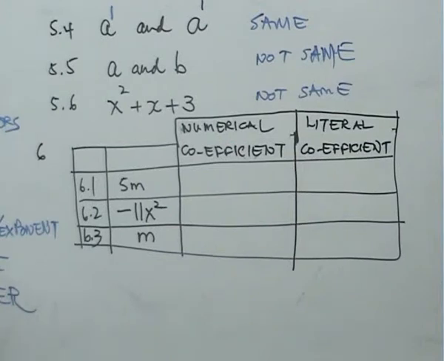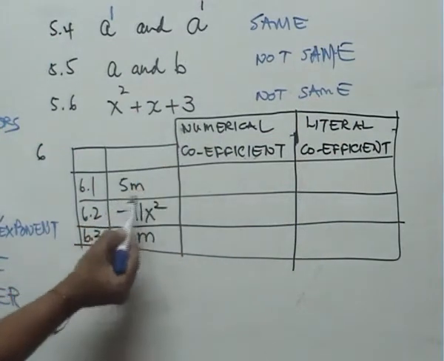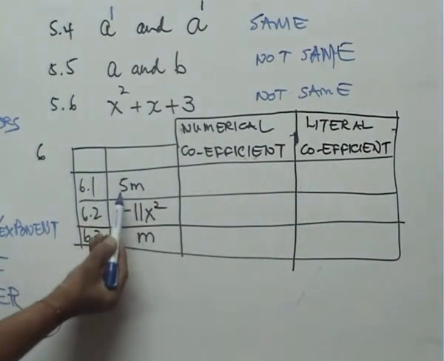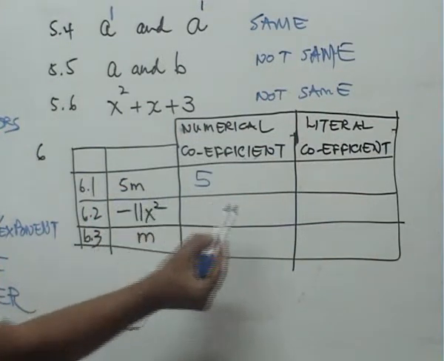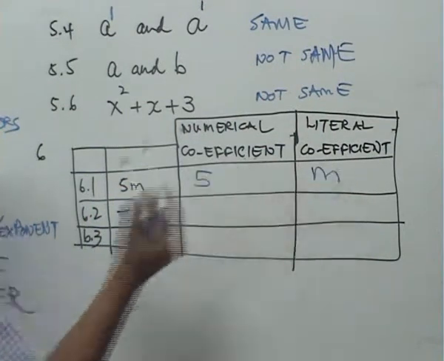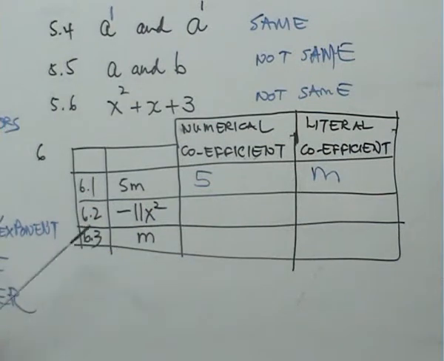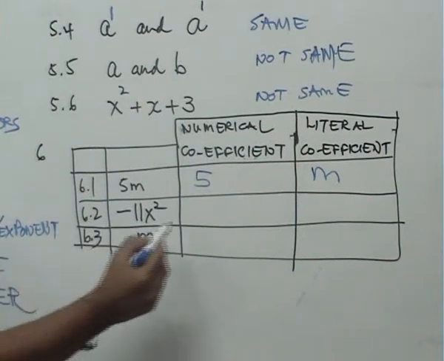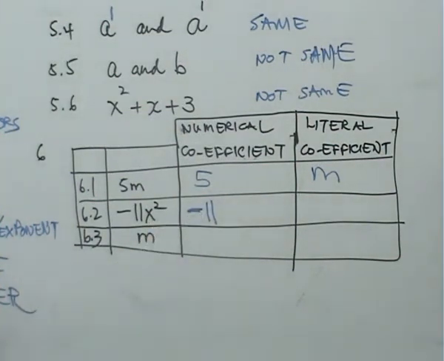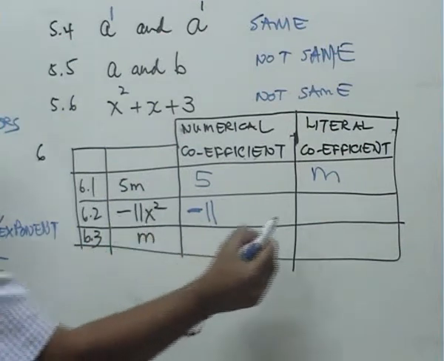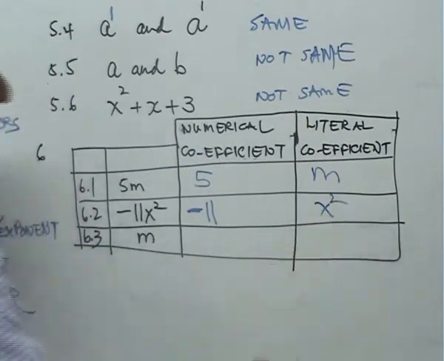Number 6.1. We want to write down the numerical coefficient. Well, when you look at 5m, the numerical coefficient is 5. The literal coefficient is m. When you look at 6.2, the numerical coefficient is minus 11. You've got to take the sign with it, minus 11. And the literal coefficient is x squared.